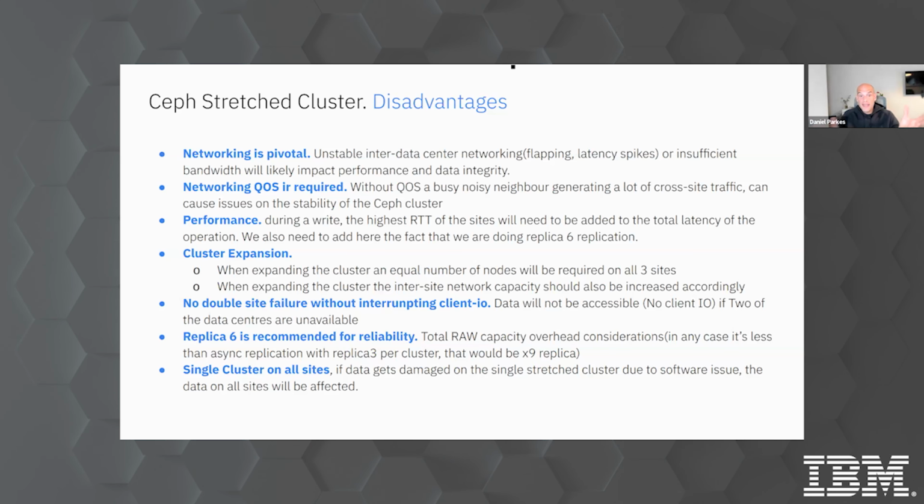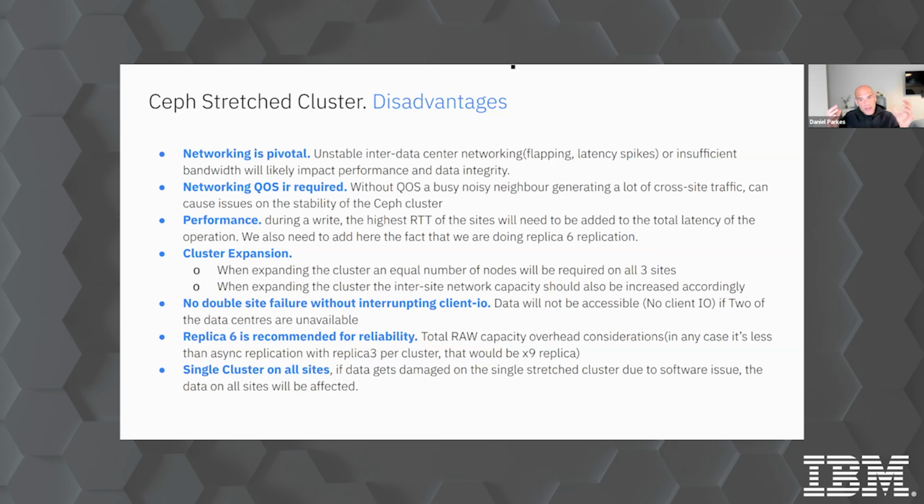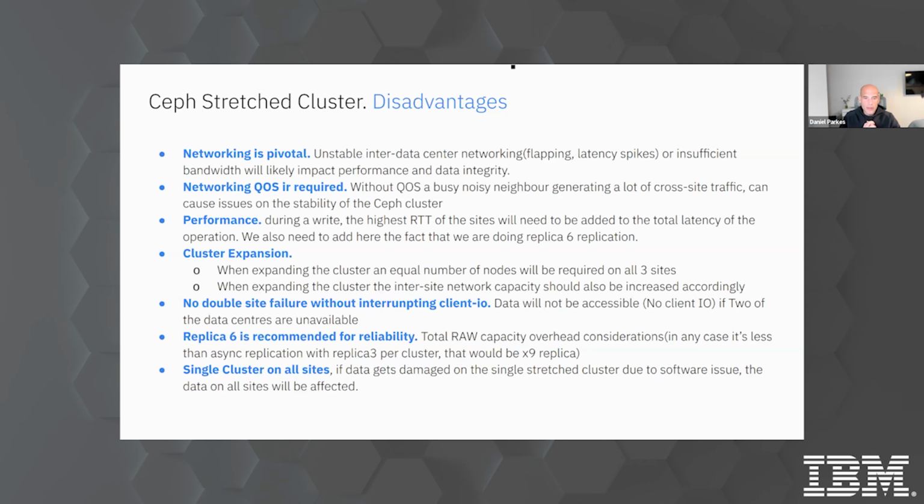Also to take into account that this is a kind of expensive solution. We want to have RPO 0. We want to be sure we don't lose any data. Replica 6 for 3 sites is what we recommend, and replica 4 for 2 sites. So as you can imagine, the total raw capacity overhead is quite big with a solution like this. But again, you want to be sure that your data is safe, and you want to have synchronous replication, RPO 0. So that goes into the cost.